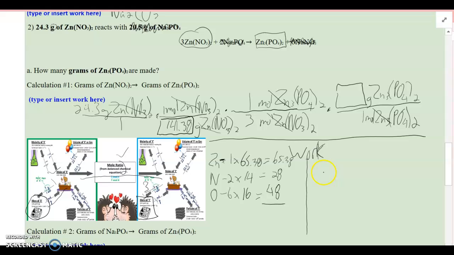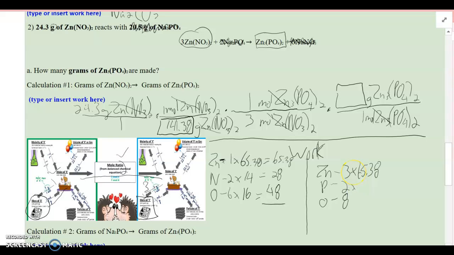Now, getting this number in. More work. Zn, I've got 3 of them. P, I've got 1 times 2, I've got 2 of these. And O, I've got 8 of them, 4 times this 2. All right, Zn. Luckily from over here, I already have my numbers, right? I already looked it up, so I'm going to try and save myself a little time. So 65.38.